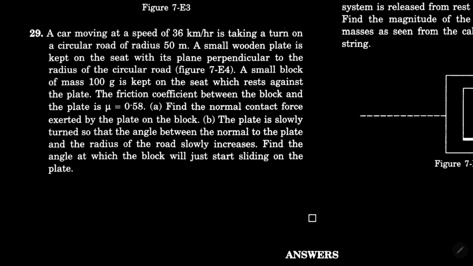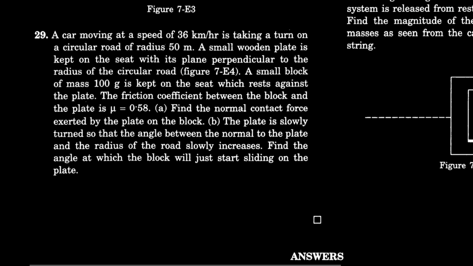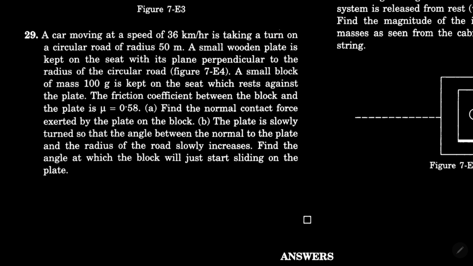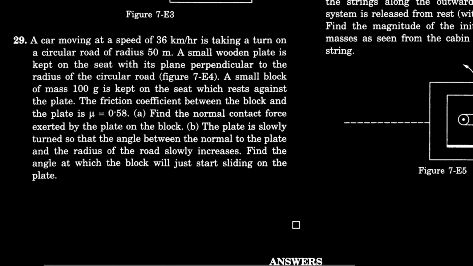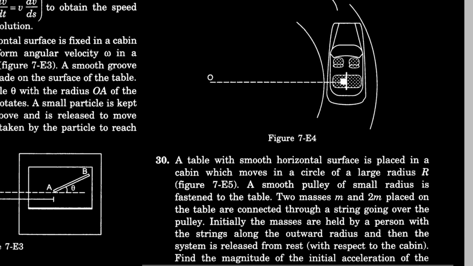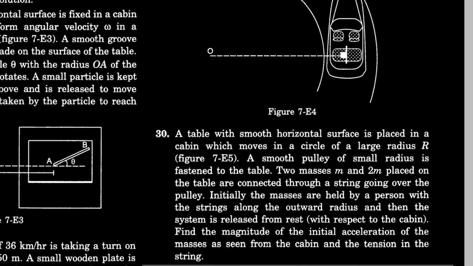In question 29, a car moving at some speed is taking a turn on a circular road. Now we need to find the normal contact force exerted by the plate on the block. The plate is slowly turned so that the angle between the normal to the plate and the radius of the road slowly increases. So we need to find the angle at which the block will just start sliding on the plate. This is the diagram.